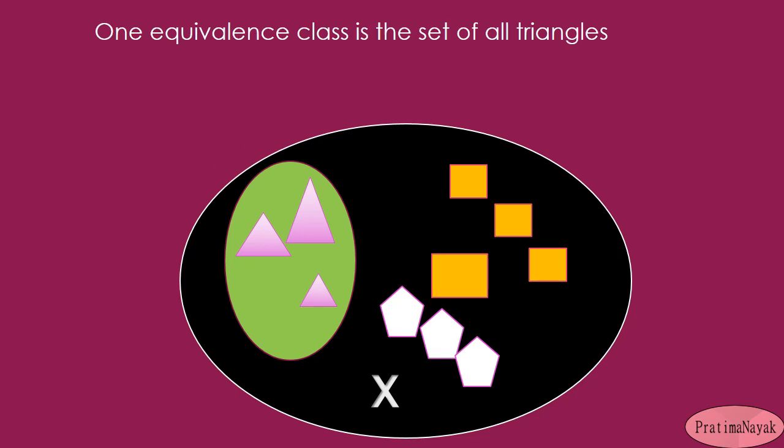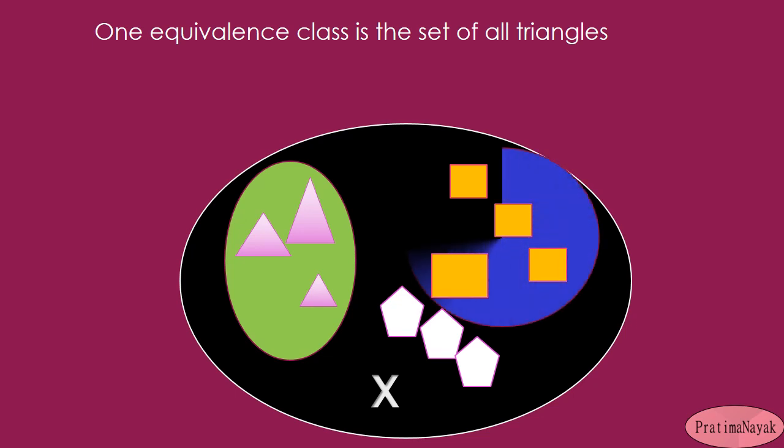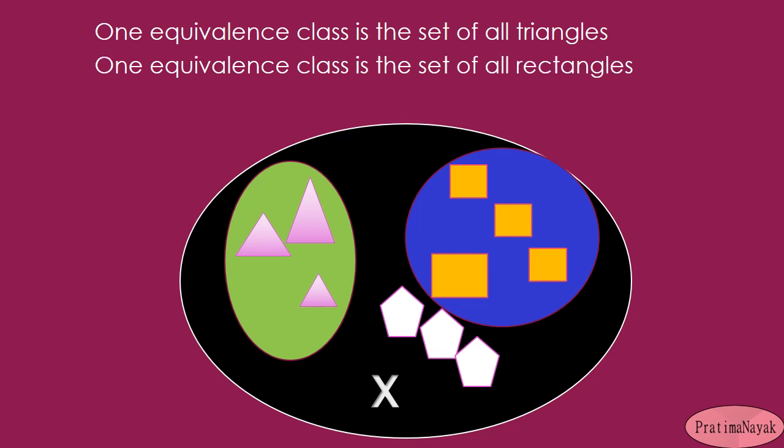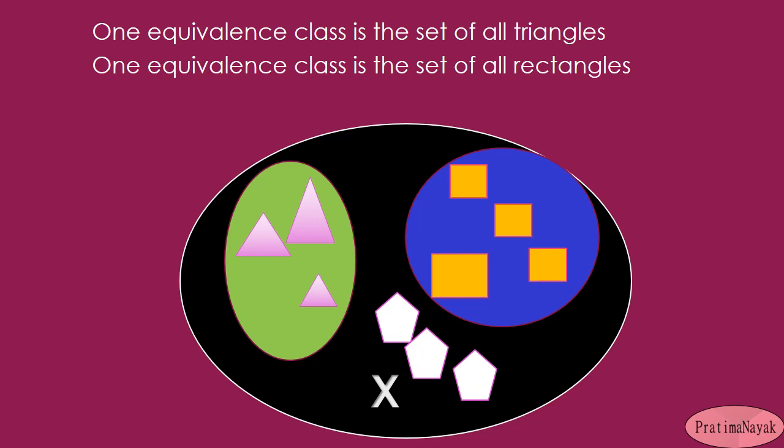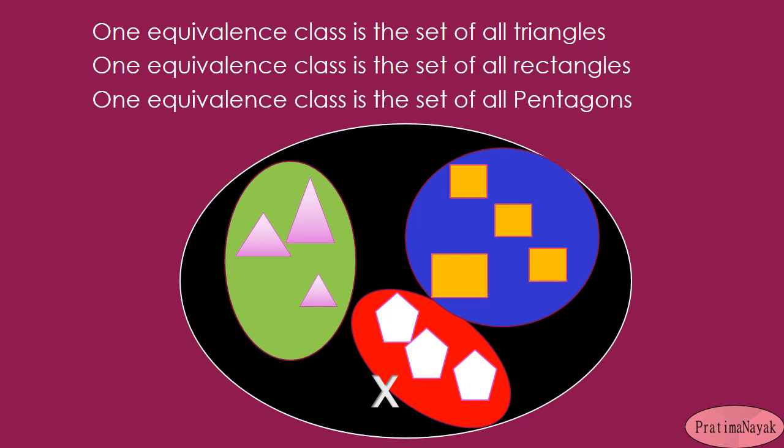Another equivalence class can be the set of rectangles. Another can be for pentagons. So these subsets, triangle, rectangle, pentagon, are one-one equivalence classes.